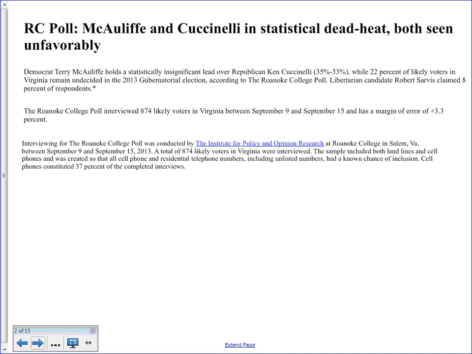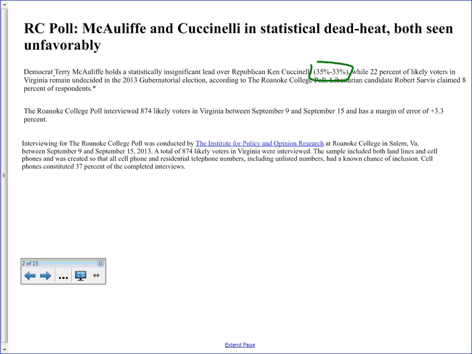So let's talk about an example here. If you want to pause and read this, you can. This is discussing a poll from 2013 leading up to the election of the governor of Virginia. And the poll said that Republican Ken Cuccinelli and Democrat Terry McAuliffe were in a dead heat at the time. As we now know, we have Governor McAuliffe, so he won.